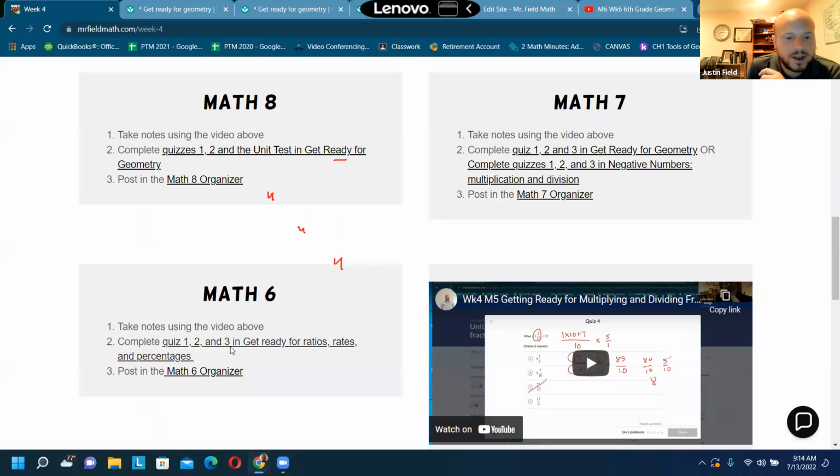2 quizzes. So I have to edit that because it says 1, 2, and 3, but it's only 1 and 2. Okay, so go ahead and try 1 and 2. And then if you want to attempt the negative numbers assignment, you can do that too, but don't sweat it because that is something you'll learn in 7th grade as well. It's just so important. I wanted to give you the opportunity to do it now.